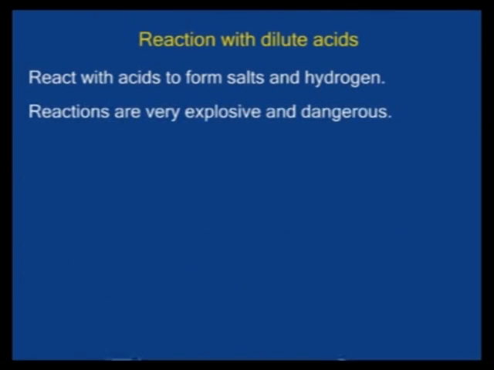Reactions with acids. Alkali metals react with acids to form salts and hydrogen. These reactions are, however, very explosive and dangerous to conduct in an ordinary school laboratory. To demonstrate this, let's look at just one of the reactions of potassium with sulfuric acid.